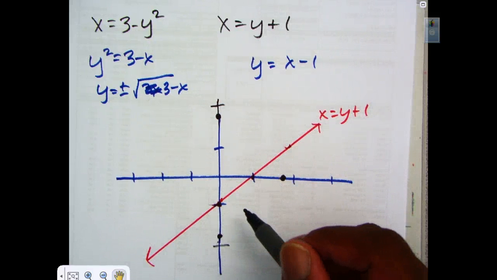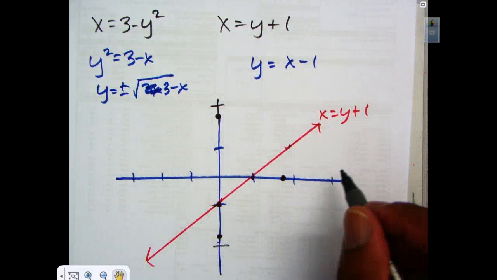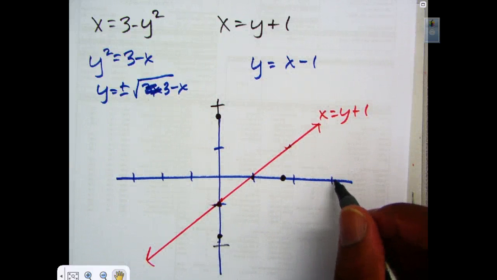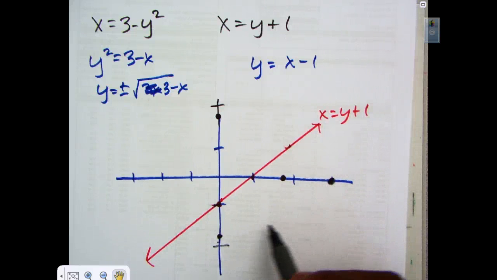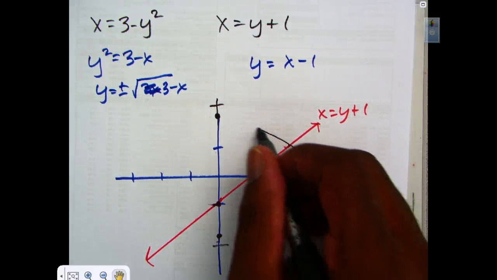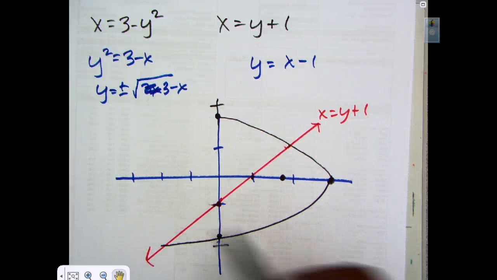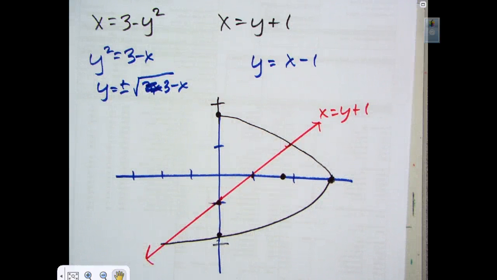Okay, so how would we, well, how about when x is 3? When x is 3, y is 0. That's what I'm looking for there. All right, so it's going to do this, and this. Okay, so it's going to do that.